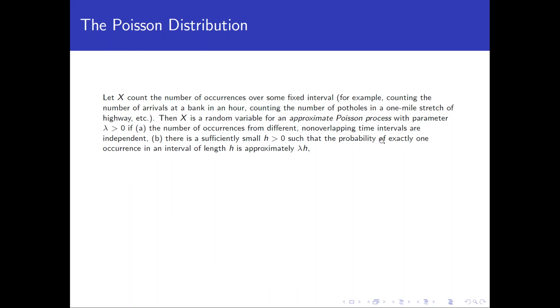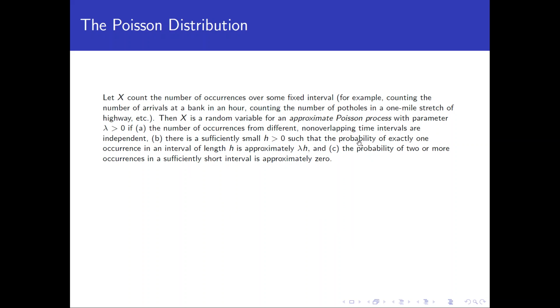There's a sufficiently small interval so that the probability of exactly one occurrence is the parameter times the length of the interval. So the idea here is that you can make the time interval small enough to where at most one person goes into the bank at that time. You can make this time interval small enough. So that's what the next part says.